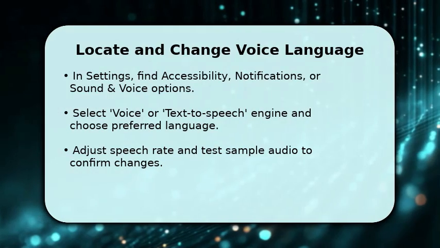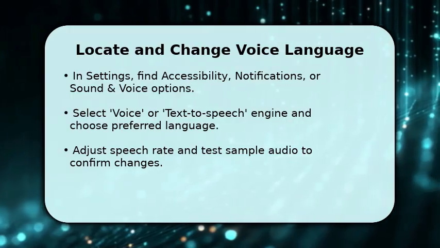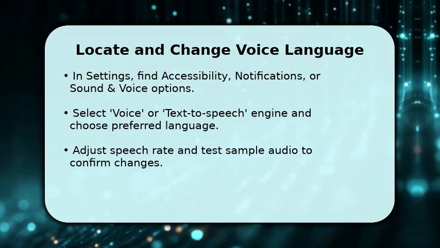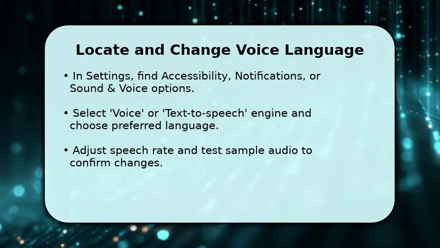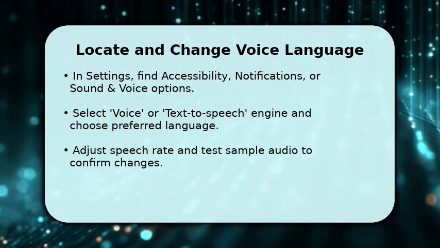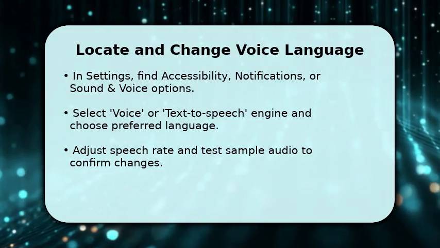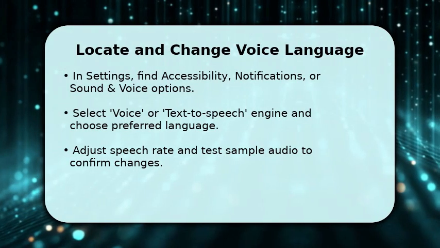You now navigate the settings menu to find the voice controls. Once inside, look for accessibility, notifications, or sound and voice. Google Pay sometimes nests options differently by version. Tap the text-to-speech or voice setting, then select the TTS engine, Google Text-to-Speech recommended, and pick your desired language. Make sure to download any language pack if prompted.